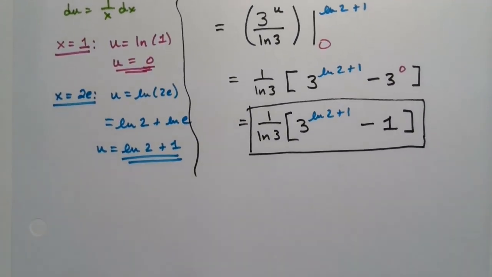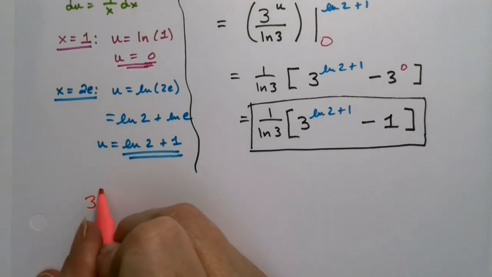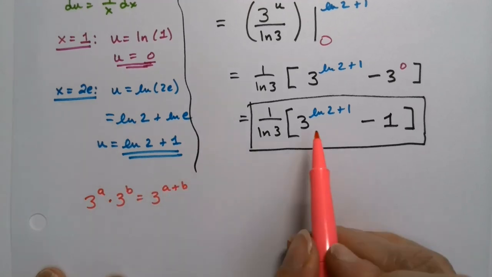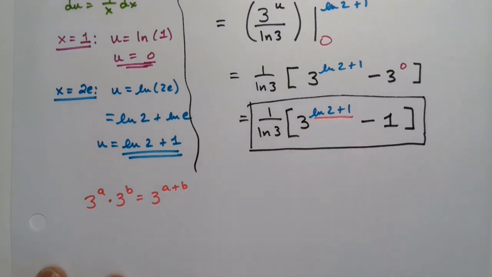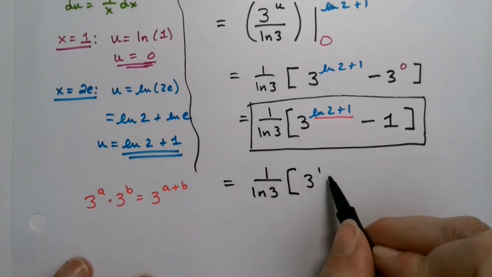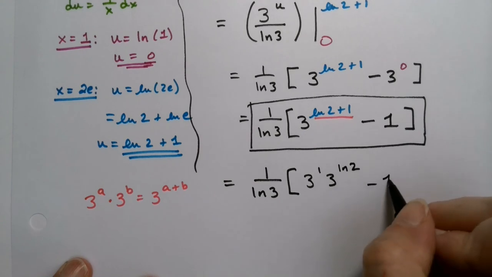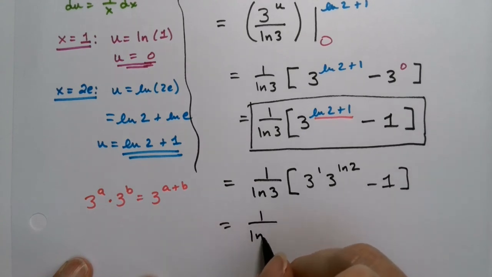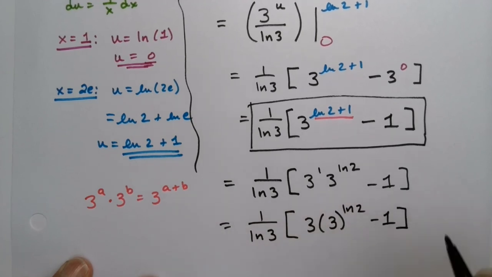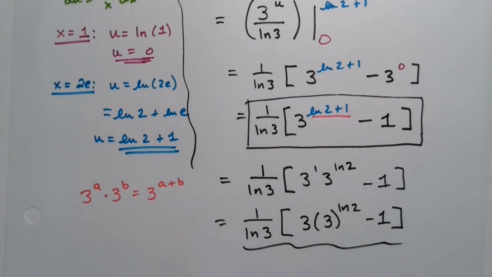Now, if you're thinking, hey, could I manipulate that just a little bit and change it? Yes, you could. Remember that 3 to the a times 3 to the b is 3 to the a plus b, right? So if I have 3 to the natural log of 2 plus 1, I could rewrite that as 1 over the natural log of 3, 3 to the 1 times 3 to the natural log of 2, which would be 1 over the natural log of 3, 3 times 3 to the natural log of 2. You don't have to because it wasn't asked for, but just so you understand that those are one and the same. It doesn't hurt to remind ourselves how algebra works, because algebra can often get us on these problems.